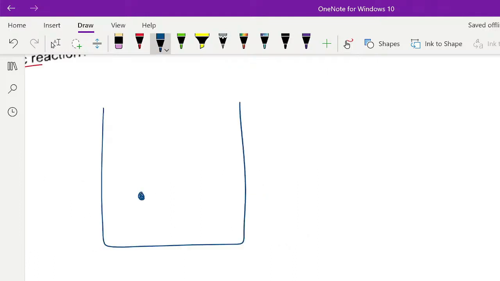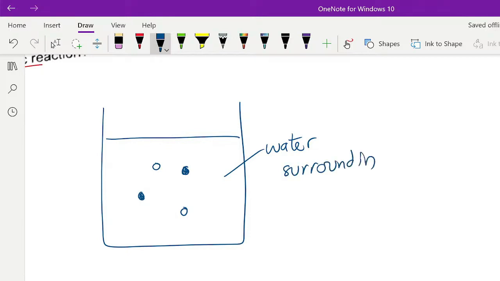Let's say these are the reacting particles. We call these the system. Around it is water. We call the water the surrounding. Now, when the system or the reagents react, the energy that is given out by the system, by the reaction, will be absorbed by the water.